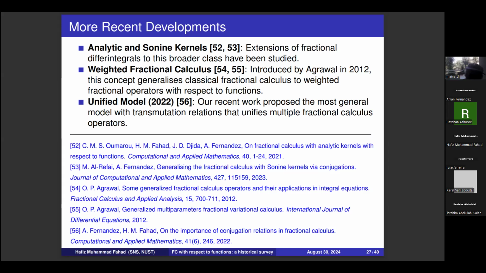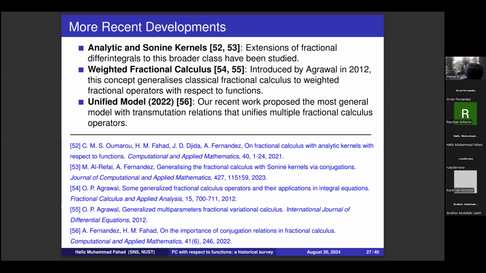And finally, our recent work has introduced a unified model that unifies multiple fractional calculus operators through transmutation relations. This model represents a significant advance by providing a more cohesive framework for understanding and applying various fractional operators. So as of now, we go deeper into these advancements.